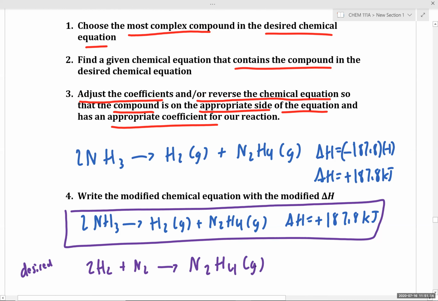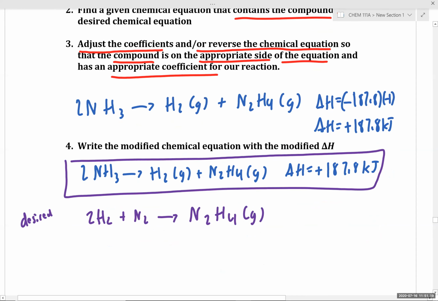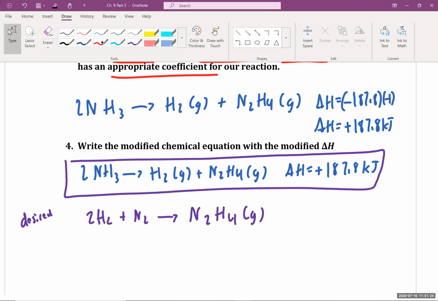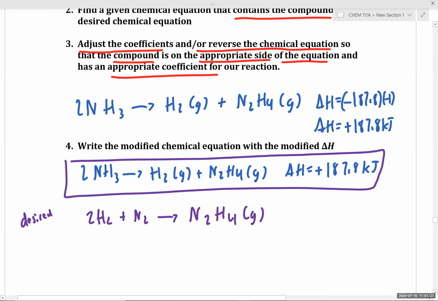N2H4. Okay, and now my question to all of you is, I'd like you to just spot the differences between our desired equation and our current equation. So what compounds are present in our current equation that we want to get rid of? Which ones are present in our current equation that are not present in our desired equation? Yep, so we want to get rid of this ammonia, and we also want to get rid of this hydrogen as well. Okay, so we want to get rid of these things.